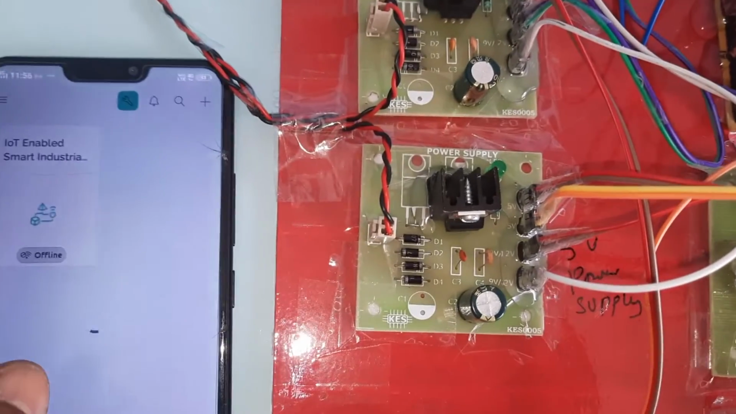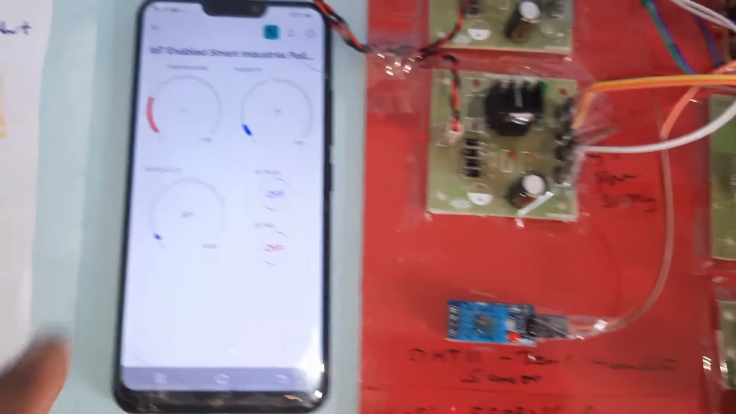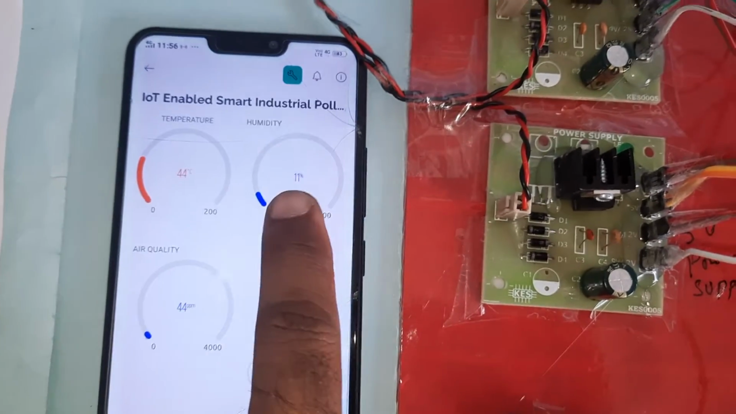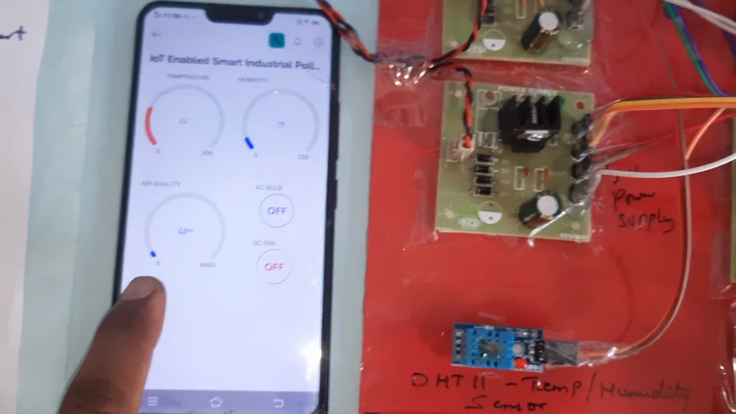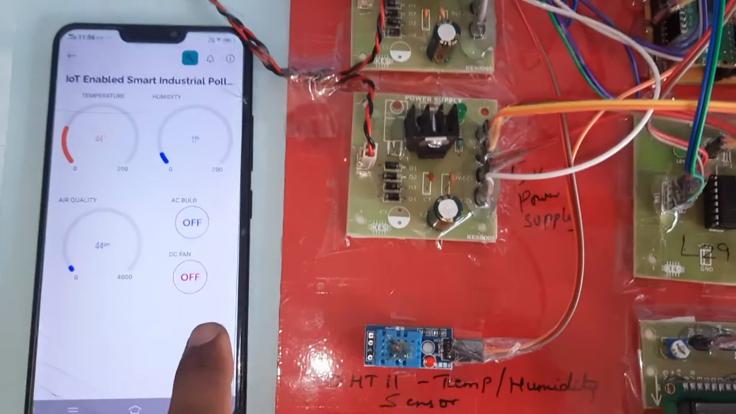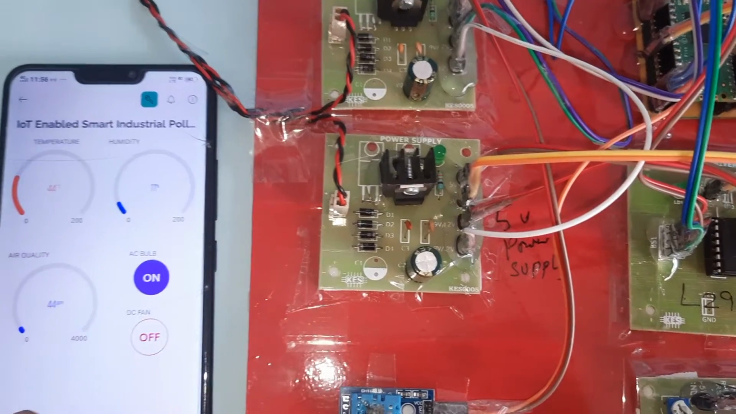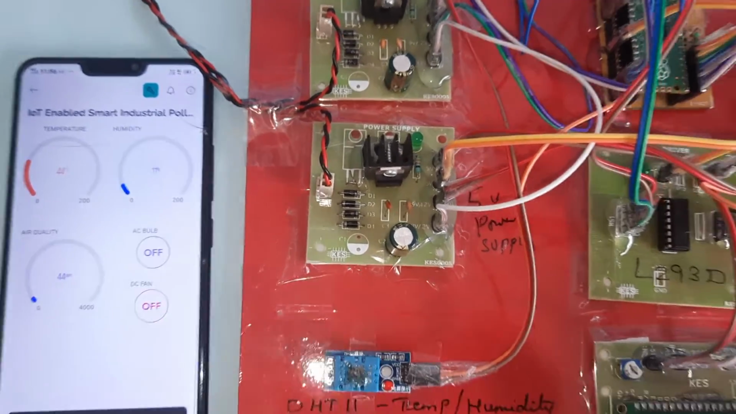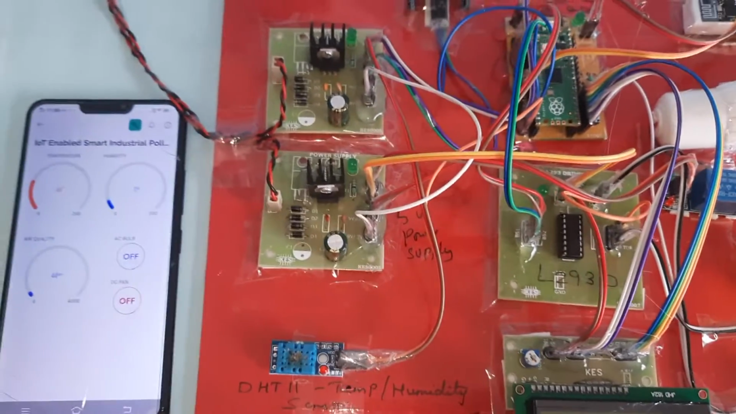Now open the BLYNK application. This shows the temperature sensor data, humidity sensor data, and air quality. There are the gauges for temperature data, and one DC fan and AC bulb, with on and off buttons. Now this kit is not connected, so let us come to the hardware part.